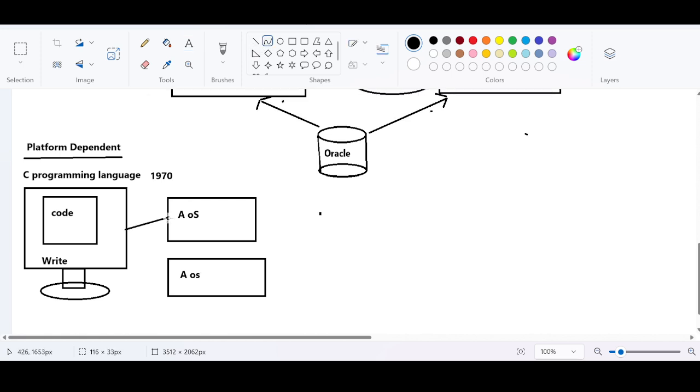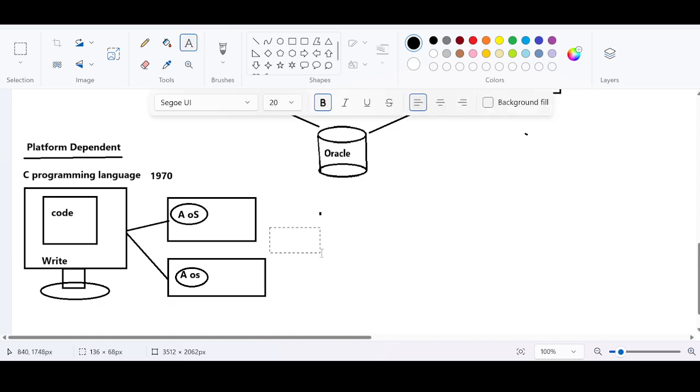Okay, writing in the same operating system and executing also in the same operating system. You cannot cross run it in a different operating system. If you are writing it in AOS, please ensure that you are running it, executing it in the AOS. So this language is a platform dependent programming language. Platform dependent.